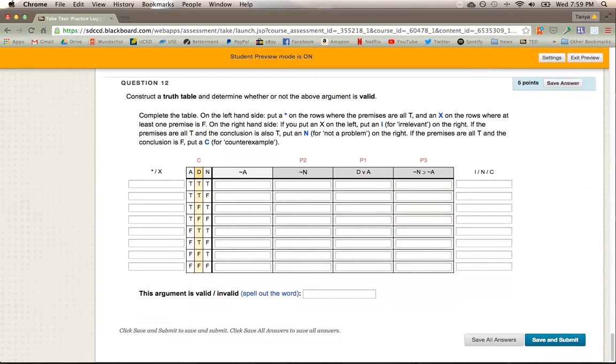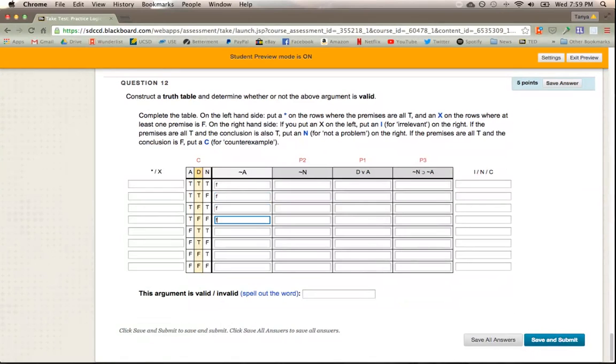So the atomic statements are already filled in for us. So let's just fill in the rest of the table. Not A is the negation of A, so we look at this column and change all the T's to F's. So F, F, F, F, T, T, T, T. All right, not N, that's the negation of this column here. So wherever we've got a T, we change it to an F. And this one is alternating, so go through it quickly.